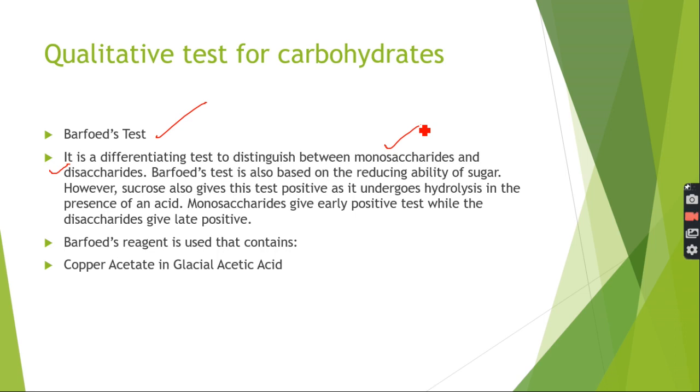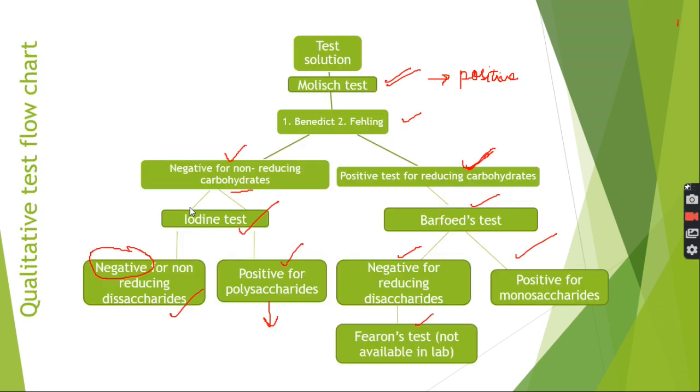In this method you have to be very careful. The heating needs to be done for only 2 to 3 minutes, and the appearance of a light red precipitate, which is kind of brick red but very small in quantity, means it is a positive Barfoed's test. Any other color is not a positive test at all.